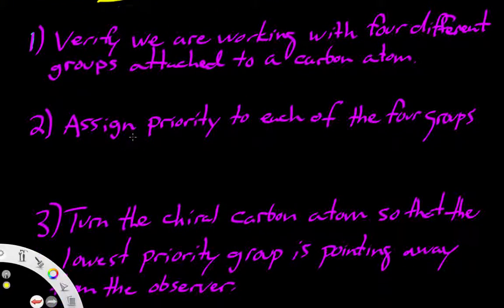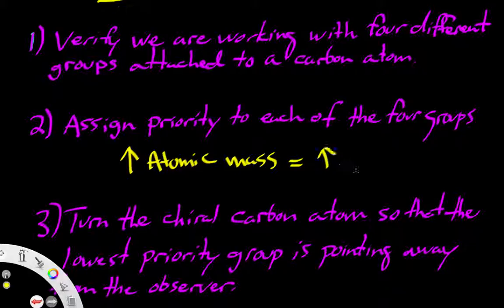Second, we will assign priority to each of the 4 groups, and we can use the same rules that we use for EZ nomenclature. So the greater the atomic mass is going to equal the greater priority. So I want to clarify that.